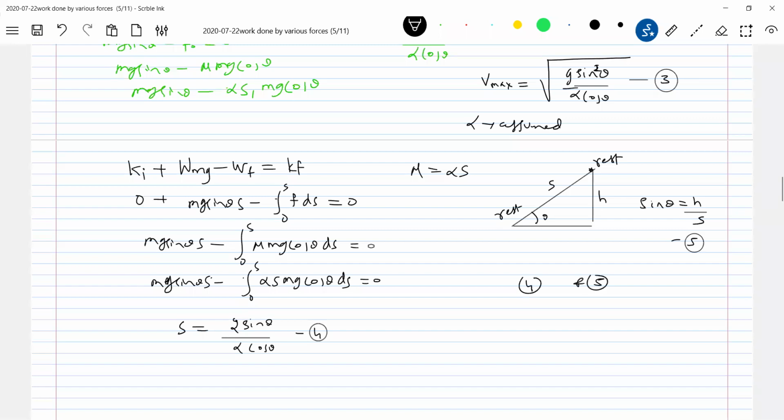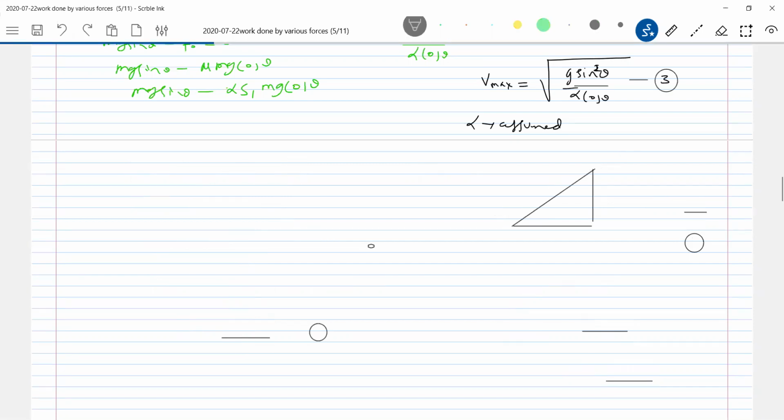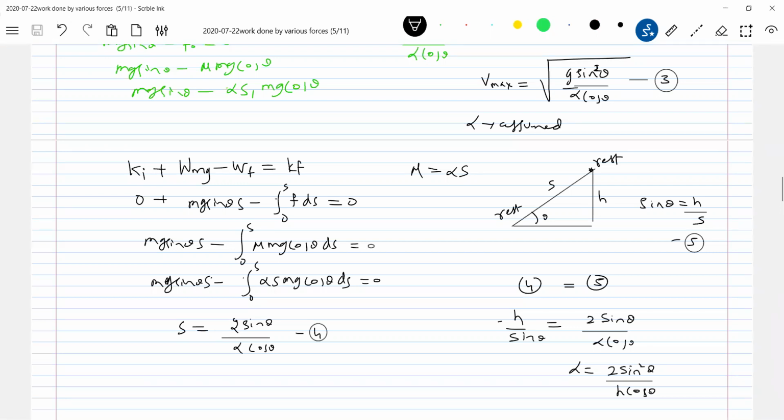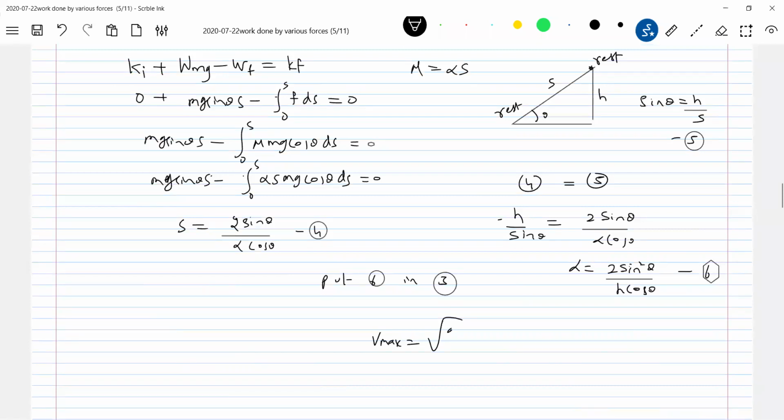Cos square theta. And what should I do with this value? This should be substituted there, no? Sine square theta in place of alpha I should substitute here. So alpha cos theta by sine square theta. Substituting this is equation 6. Put 6 in 3. I'll get the maximum speed equal to how much? Vmax equal to root of gh by 2. Because only h is given, that's why I'm expressing it so. If alpha had been given, then we would have stopped there only.